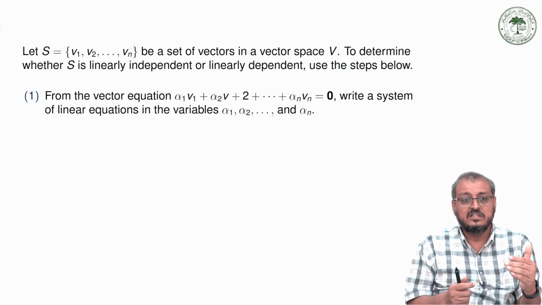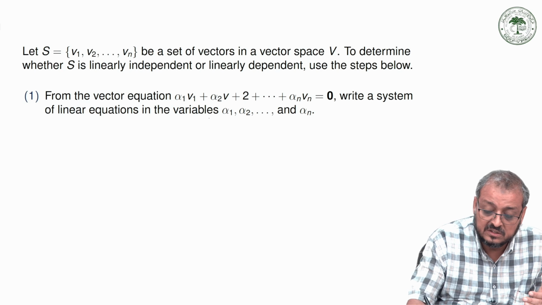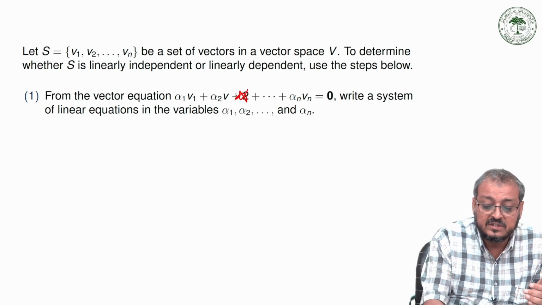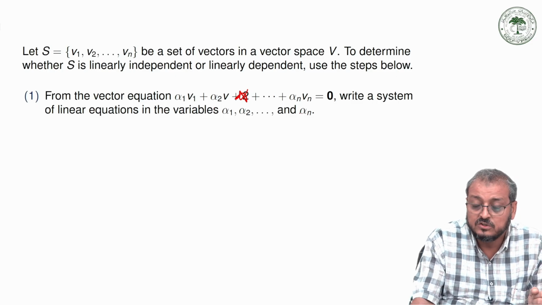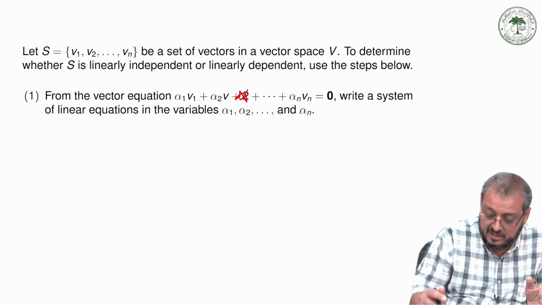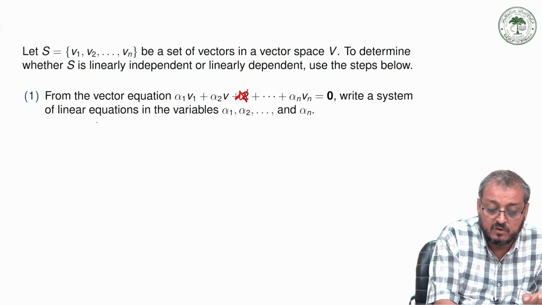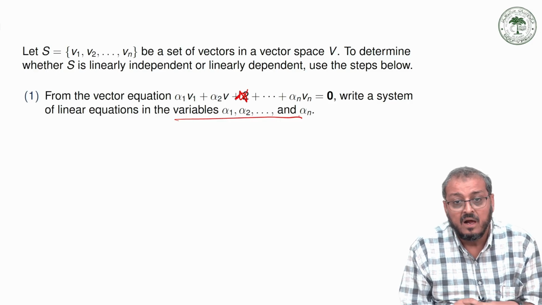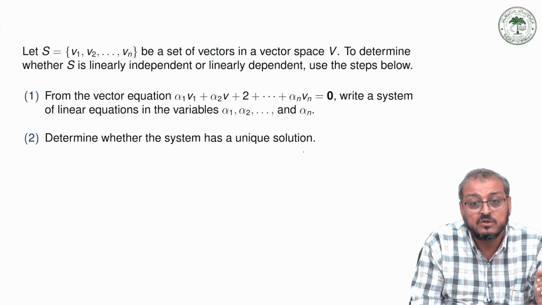First we write the vector equation in the form alpha 1 v1 plus alpha 2 v2 and so on up to alpha n vn, an equation for the variables alpha 1, alpha 2, up to alpha n. Now we have to determine whether the system has a unique solution.